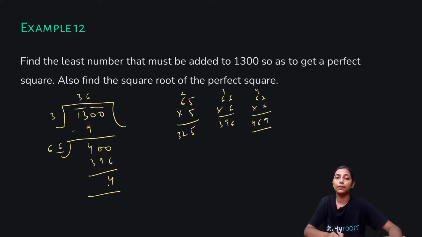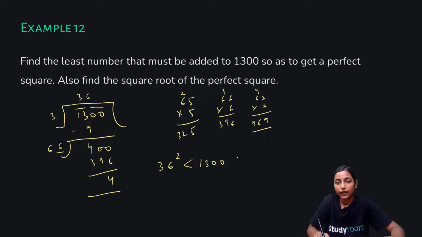Then what will be that number? Now see, this actually shows us that 36 square will be less than 1300, because there is some remainder as well. Therefore, what will be the number whose square will be greater than 1300? That number will be 37, because after 36, the next natural number is 37. So 37 square is greater than 1300 and 36 square is less than 1300. So 1300 actually lies between the squares of 36 and 37.